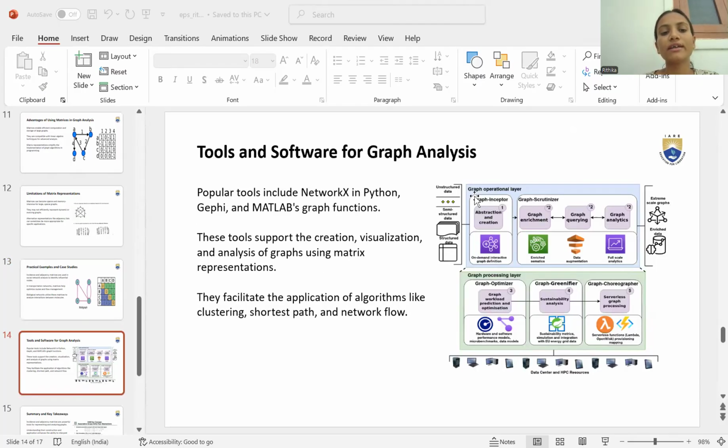Tools and software for graph analysis. Popular tools include NetworkX in Python, Gephi, and MATLAB graph functions. These tools support the creation, visualization, and analysis of graphs using matrix representation. They facilitate the application of algorithms like clustering, shortest path, and network flow.